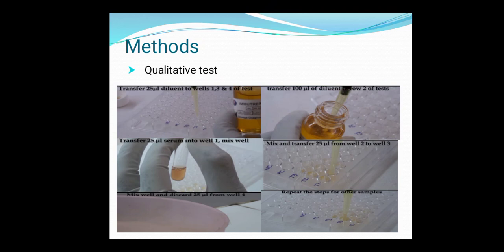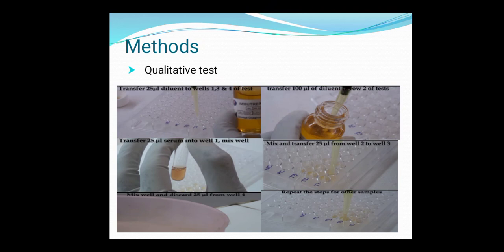Now after mixing, you have to transfer 25 microliter from well 1 to well 2. Then again mix and transfer 25 microliter from well 2 to well 3. Then again mix well and discard 25 microliter from well 3, where we have to again mix and transfer 25 microliter from well 2 to well 4. Now mix well and then discard 25 microliter from well 4.